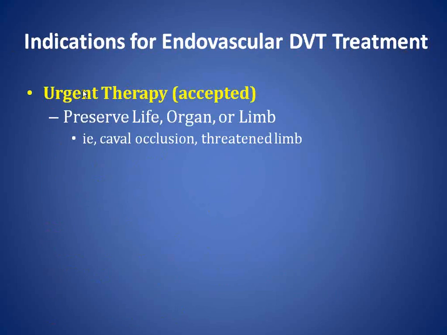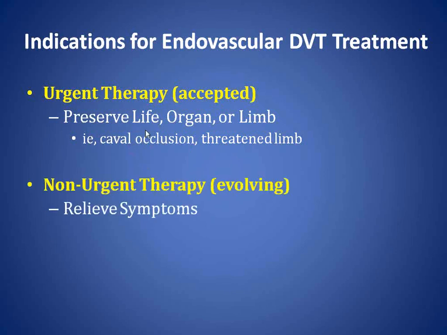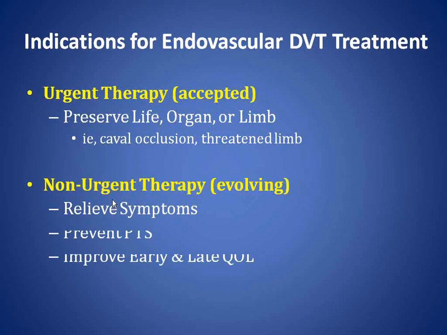So indications for this kind of treatment. What's accepted? If somebody has a cable occlusion or a threatened limb, that's an accepted indication. You have to debulk the vein, get the clot out to restore the blood flow. Non-urgent therapy, this is sort of an evolving indication. So relieve symptoms, prevent PTS by keeping the valves functional, improve early and late quality of life, so reduce morbidity. So it's not urgent, but that's something to think about for this reason.